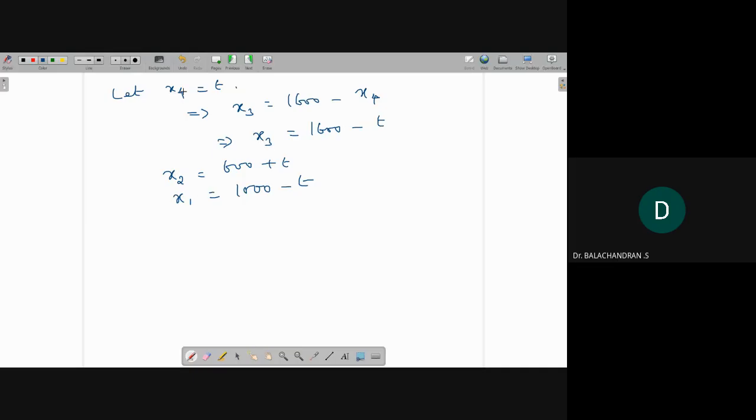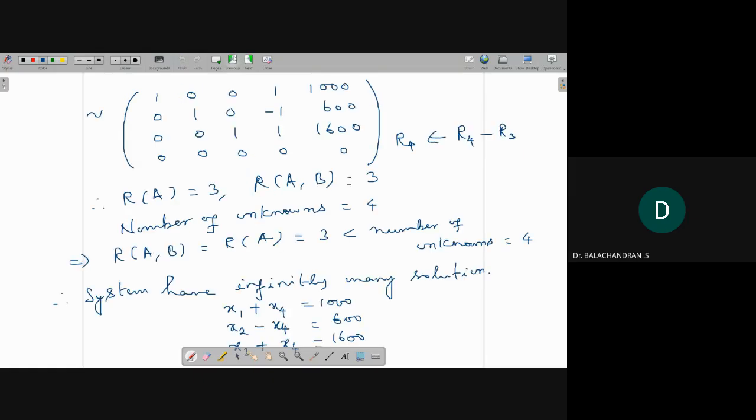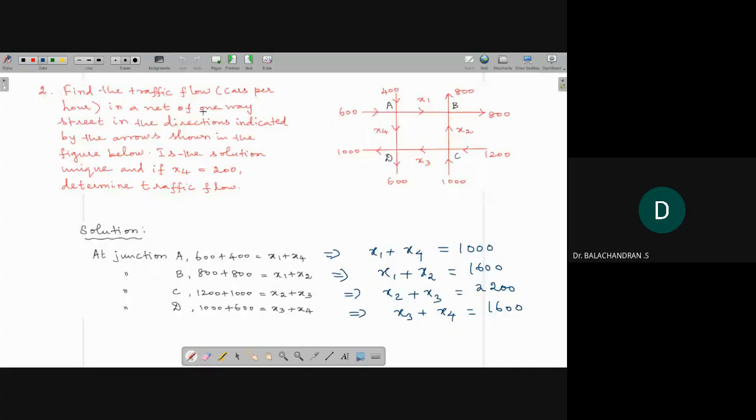If you want to fix, you can fix t. But in the question itself, the first question is: is the solution unique? No, the solution is not unique. It has infinitely many solutions. So the first part is over.